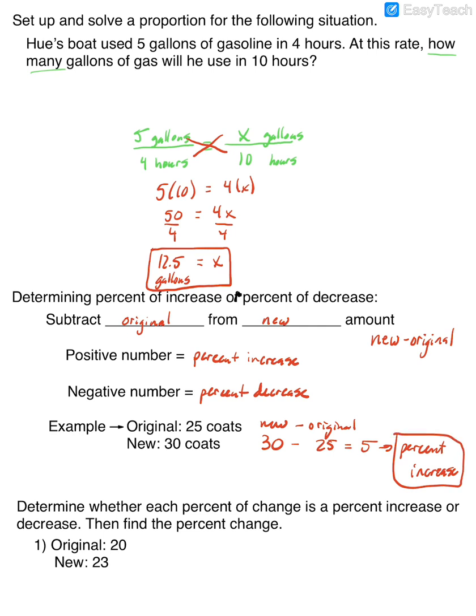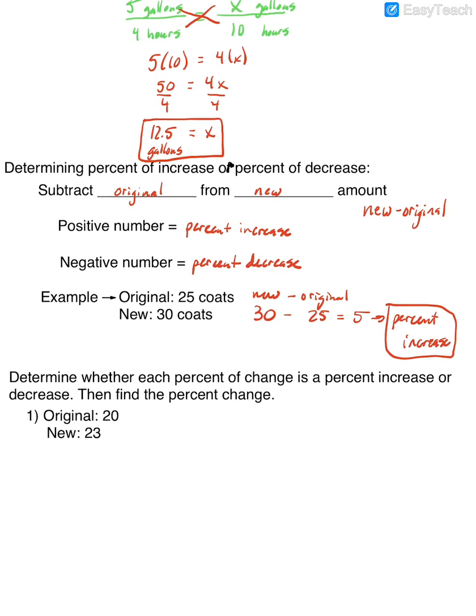Okay? So here at the bottom, I want to determine whether each percent of change is a percent increase or decrease, and then I want to be able to find the percent of change. So that's where that previous formula that I gave you before comes in: the absolute value of change, so the change between the two, the subtraction you're doing, divided by the original, and that's going to equal the percent over 100.